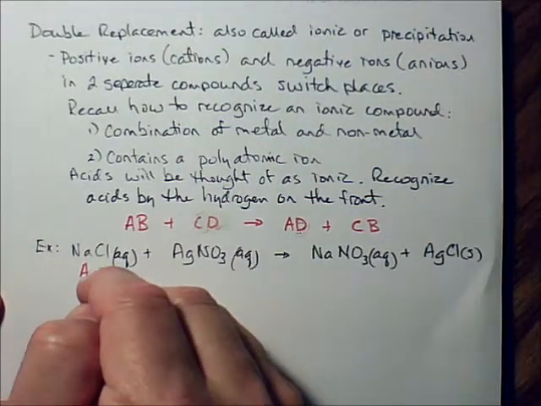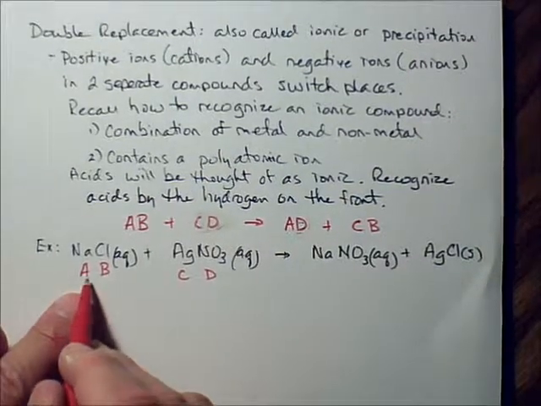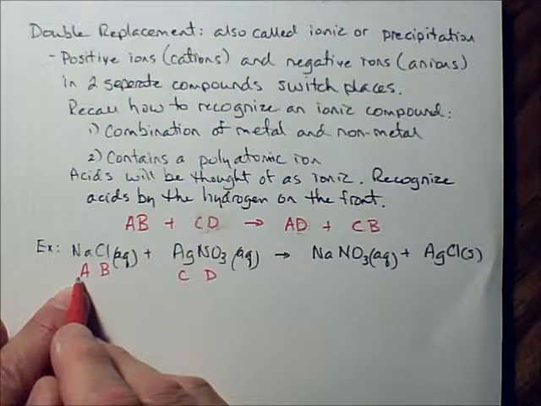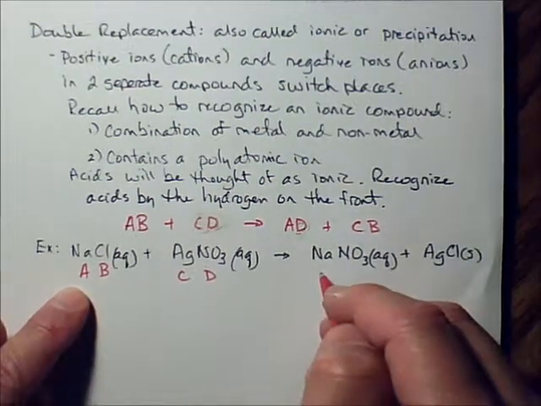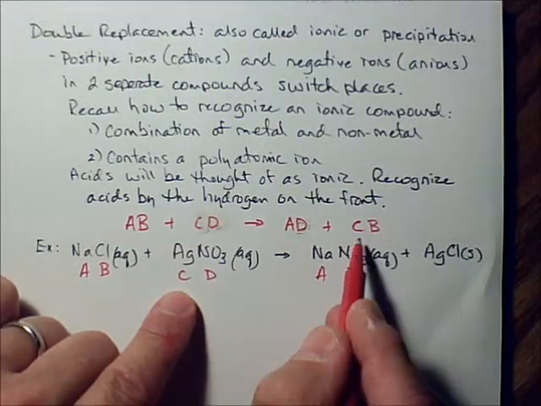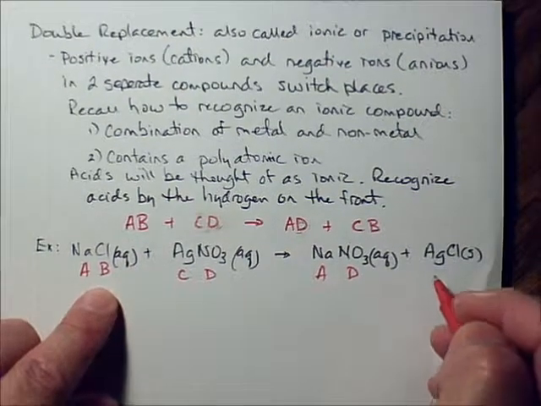So here's our A and B part. Here's our C and D part. A is going to go with the D part over here. Na is going to go with NO3. And the C part is going to go with the B part. Silver is going to go with chlorine.